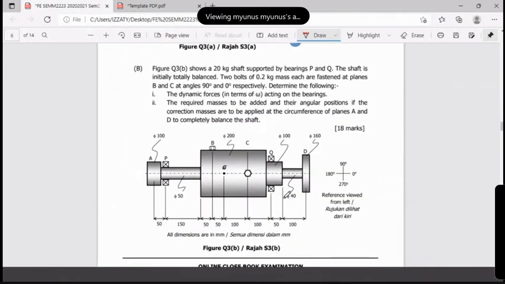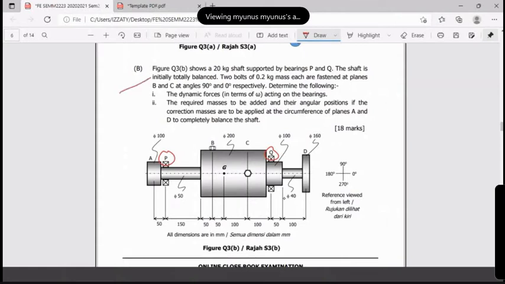This is the other possibility which is more challenging. The figure shows a 20 kg shaft, the whole thing is 20 kg, supported by bearings P and Q. The shaft is initially totally balanced.